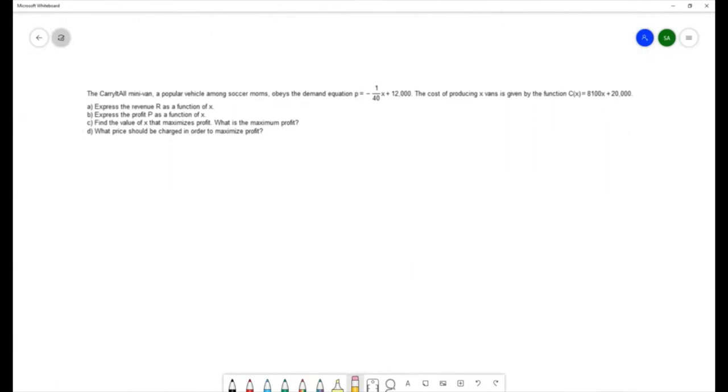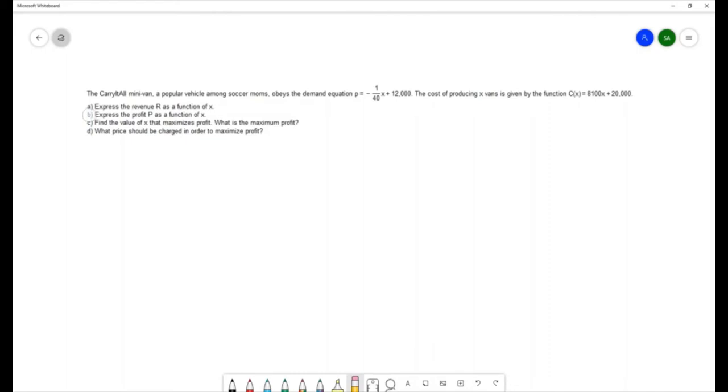On this question, it says, the Carry It All minivan, a popular vehicle among soccer moms, obeys the demand equation P equals negative 1/40th x plus 12,000. The cost of producing x vans is given by the function C of x equals 8,100x plus 20,000. Part A says to express the revenue R as a function of x.